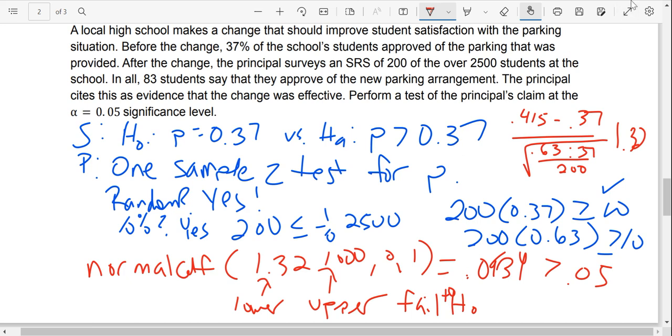So I gave you the formula, what you should write down. Let me talk a little. Because this number right here, that 0.09, is a little too big, bigger than 0.05. That's telling us there's still a fairly good likelihood that your null hypothesis is in fact true. Okay, so we're not convinced that the students are satisfied with the parking situation.